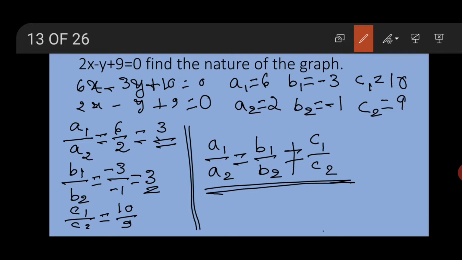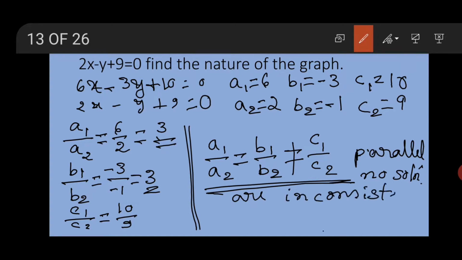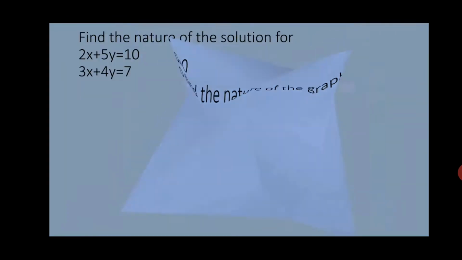Therefore, what does it imply? It indicates the nature of the graph, the lines: the two lines are parallel, and it has no solution. These two equations are inconsistent. So the lines are parallel, it has no solution, and they are inconsistent, right? Now see one more problem.